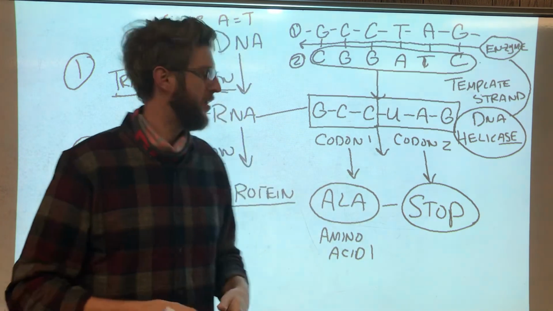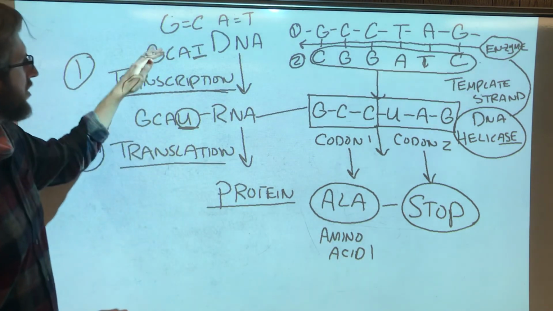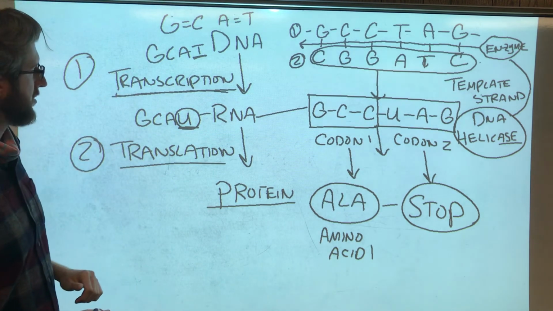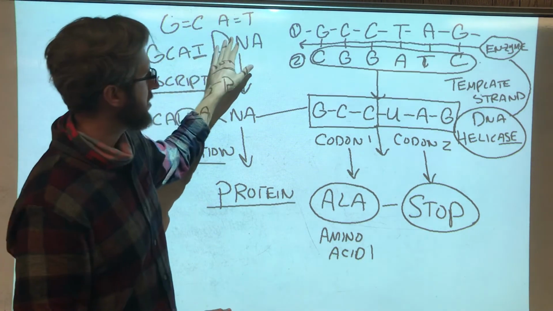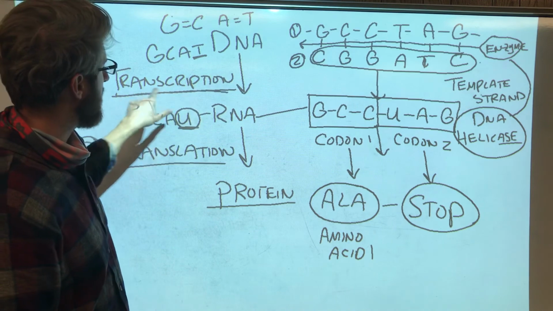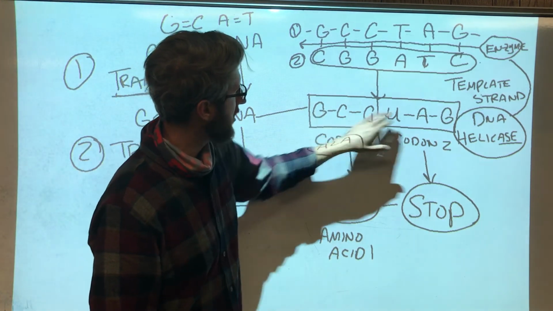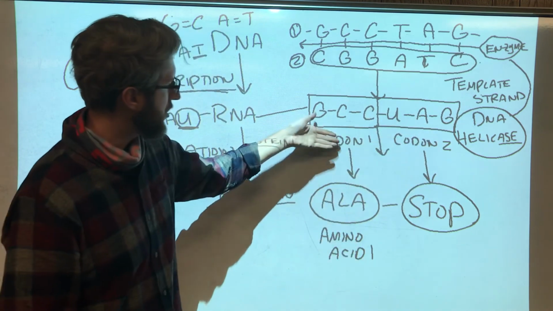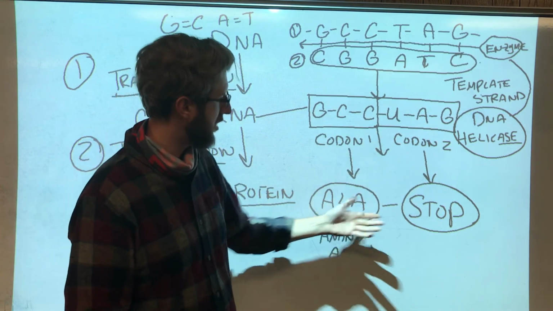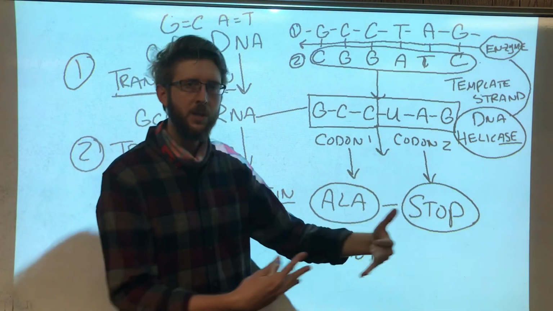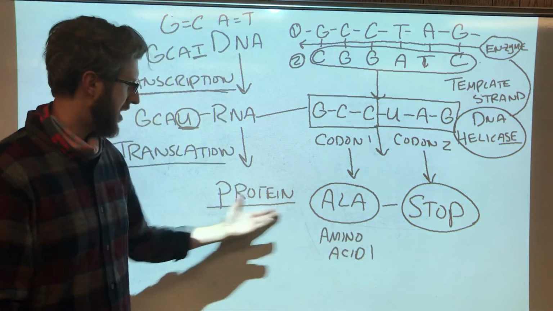You get it. So that's the overall process of protein synthesis. DNA has the instructions. It's transcribed into RNA. We break the RNA up into codons. Each codon tells you to make a certain amino acid. We string the amino acids together, and that makes the protein.